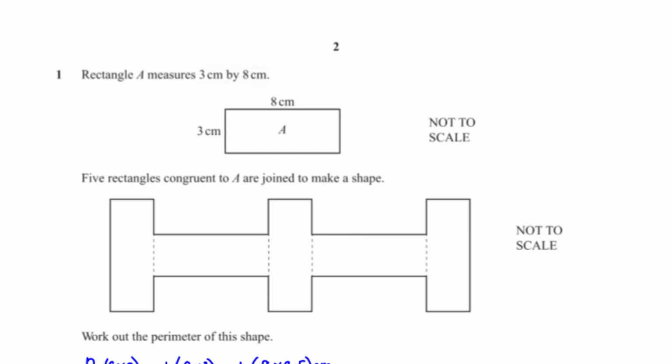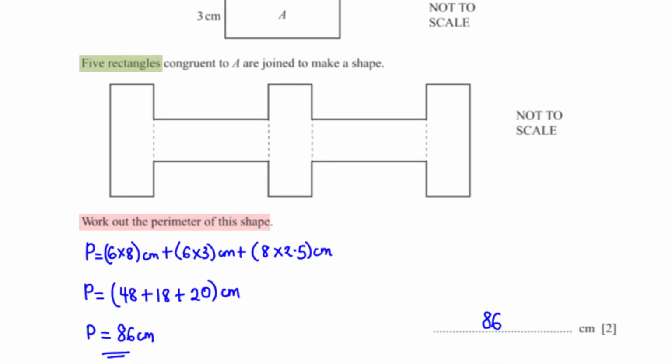Rectangle A measures 3 cm by 8 cm. 5 rectangles congruent to A are joined to make a shape. Work out the perimeter of this shape. So from the diagram, we can make out that the sides with length 8 cm are 6 in total, the sides with length 3 cm are 6 in total, and the sides with length 2.5 cm are 8 in total, and this gives us a perimeter of 86 centimeters.